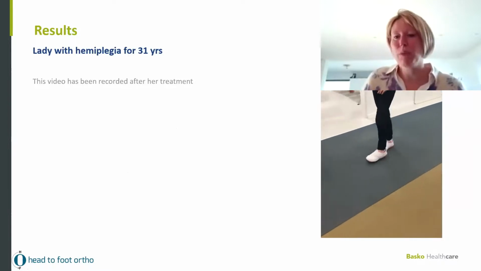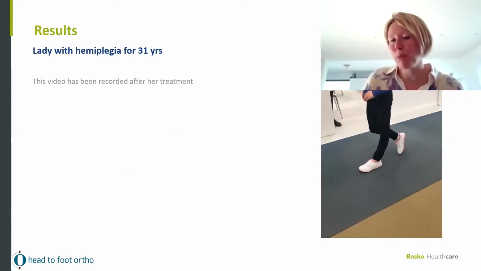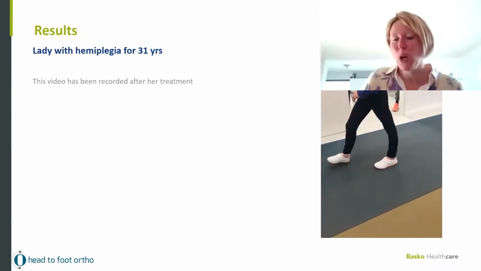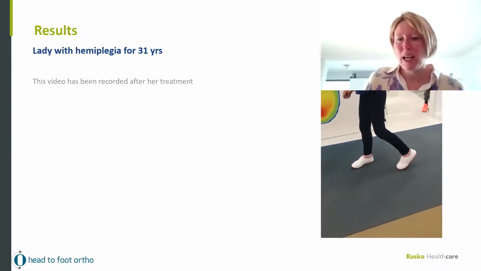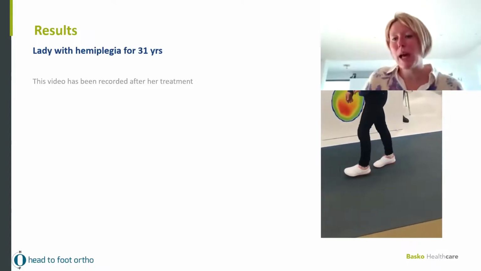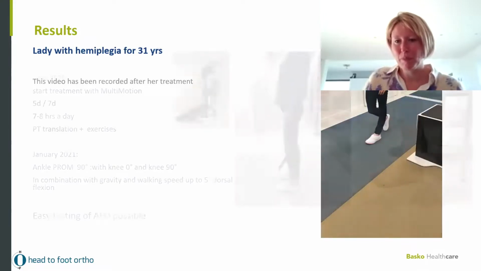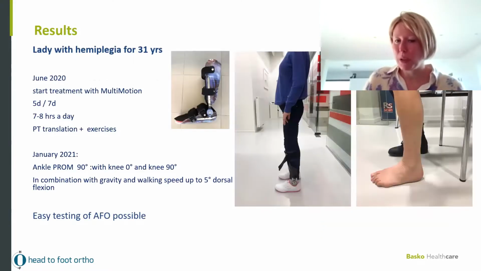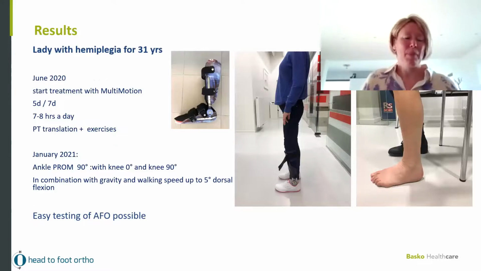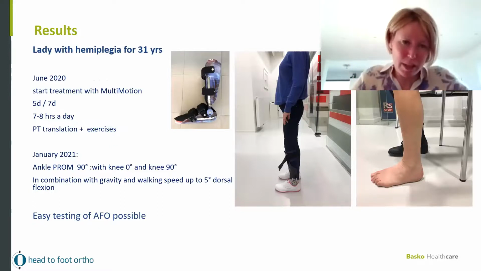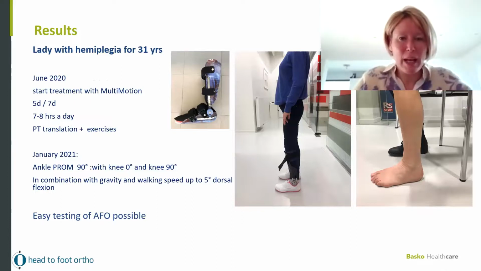And this was recorded after her treatment. You can beautifully see how the hyperextension is well installed in the hip and the knee as well. And what we did was we started with an AFO, because we had the same range of motion with the knee extended and the knee flexed. And she started to do exercises, went to her PT. She worked 7 to 8 hours a day. A lot of translation and exercises were added.